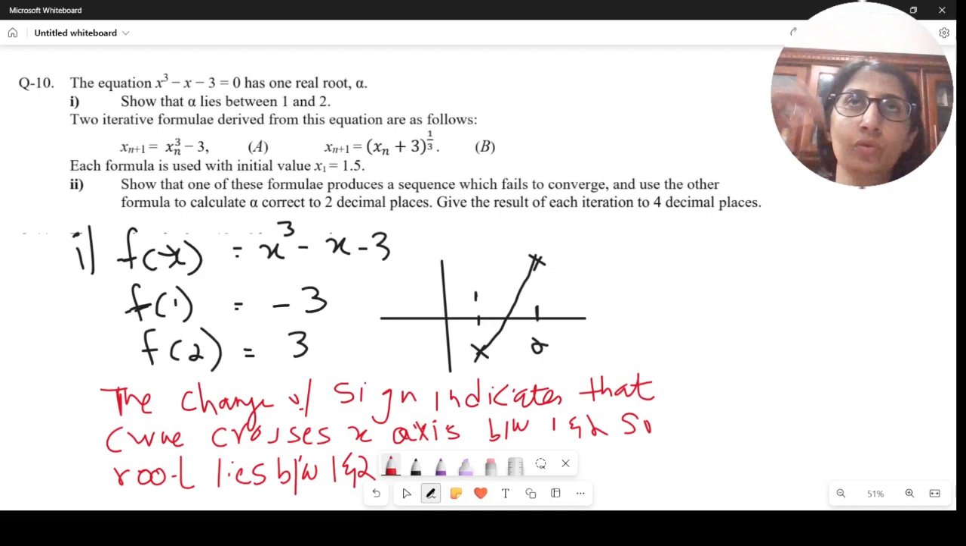So you have to do it yourself too. Okay, show that one of these formulas produces a sequence which fails to converge. Now you have to apply the iterative method on this, on A and also on B. On one the answer will converge, a static value will come, and on one you can press equals to 1000 times, it will not give you the same value, it will not converge to a single value. So that's what you have to show. Let's do equation A first.